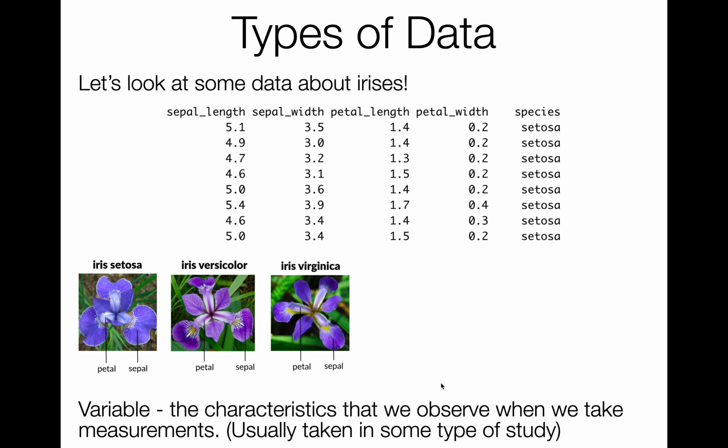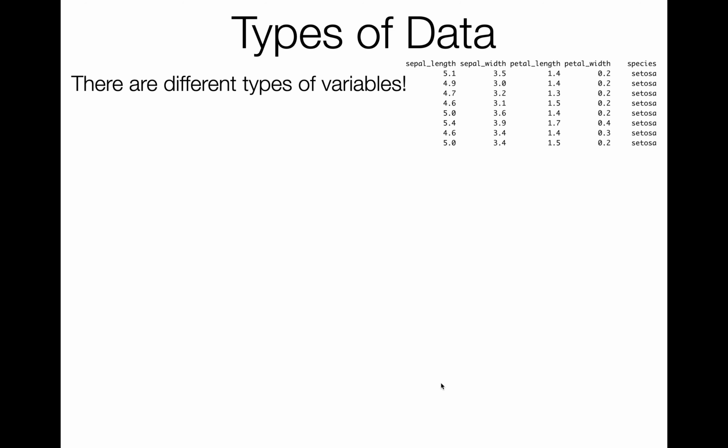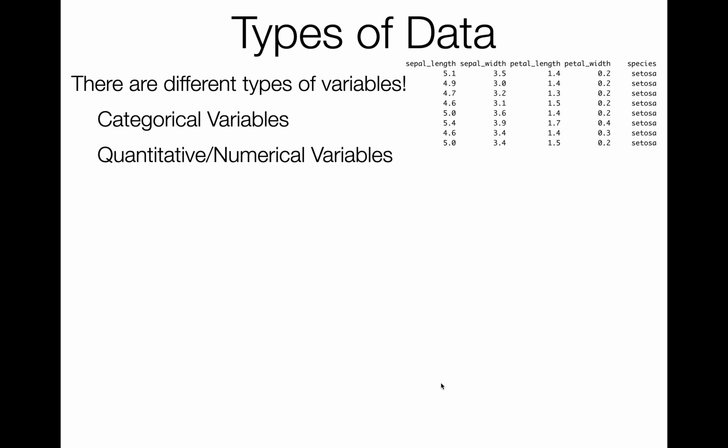Okay, so those 5 things that we observed about the 8 irises that I looked at here in the data set that I've shown you are variables. All right, so let's talk about the different types of data that we will see in this course. There are many different types. We're going to talk about the 2 main ones, though there are many ways that I could categorize these variables. And you've probably heard of these terms before. The 2 that we're going to use are categorical and quantitative. Sometimes I'll call quantitative numerical variables.